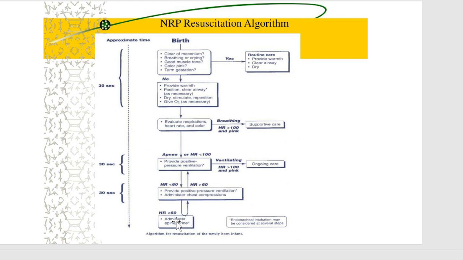If it is still less than 60 after chest compressions and positive pressure ventilation, you have to administer medication, which is epinephrine. Epinephrine should be given through the intubation, and the endotracheal intubation should be continued. So this is the resuscitation flow chart for the newborn baby. It is very clear. Approximately by 1.5 minutes, the baby will come back to the normal position.